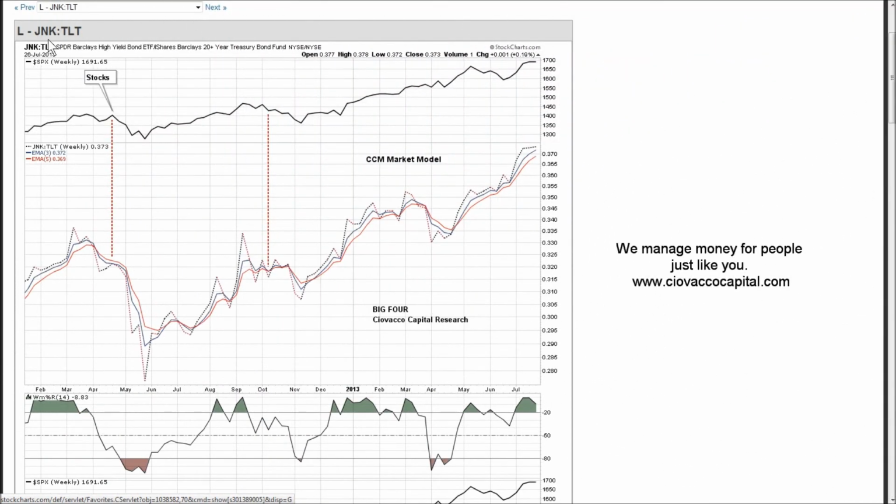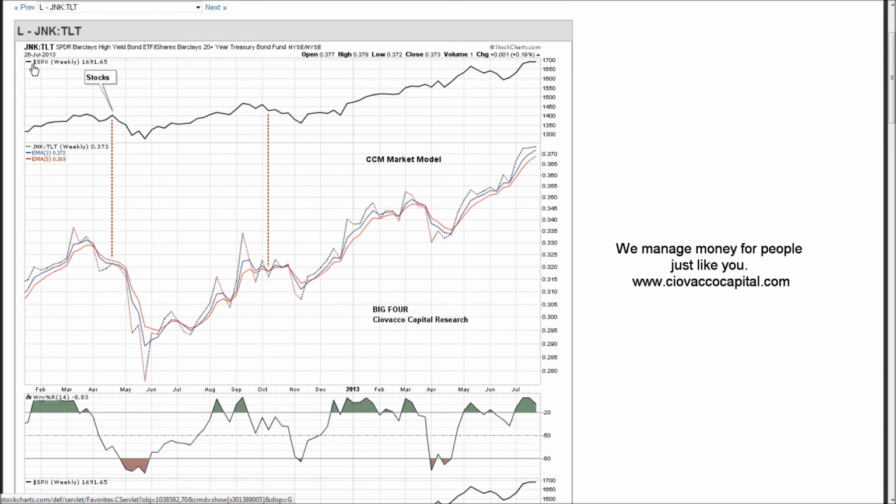Finishing up the week with JNK, riskier bonds relative to more conservative treasuries, TLT. This is what risk on looks like. This is the stock market up here. This is what risk off looks like. This is the stock market up here.